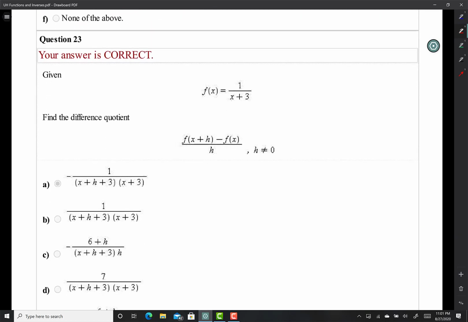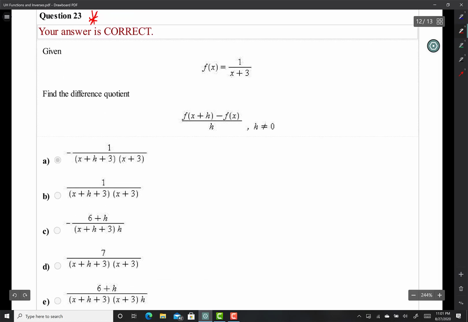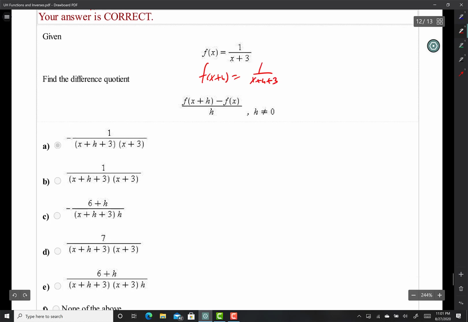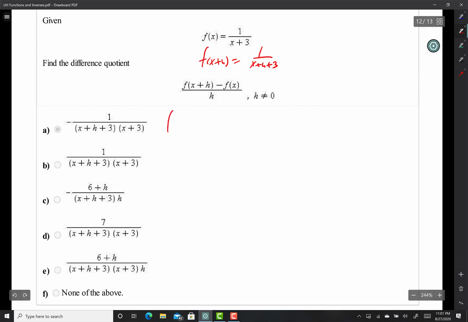I think we've done enough examples of this one. Let's do it one more time. I need f of x plus h. So 1 over x plus h plus 3. Okay, here we go. So now I'm going to write f of x plus h. Sorry, guys. Let me write it a little more legible. f of x plus h minus f of x all over h is equal to 1 over x plus h plus 3 minus 1 over x plus 3, all over h.